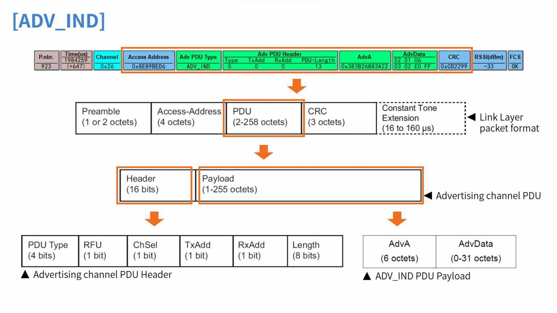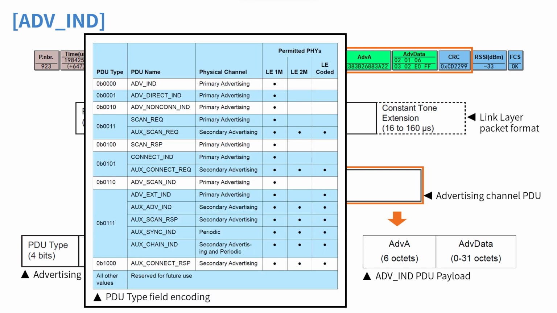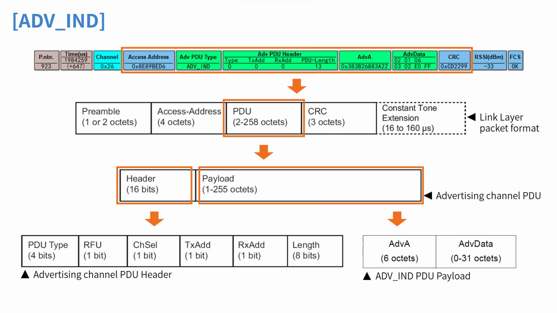Advertising channel PDU contains two parts, header and payload. The header consists of 6 fields. The PDU type field indicates the PDU type. The table is the definition of all PDU types. RFU is equivalent to reserved for future use. The CH-select, TX address, and RX address fields contain information specific to the PDU type defined for each advertising physical channel PDU separately.